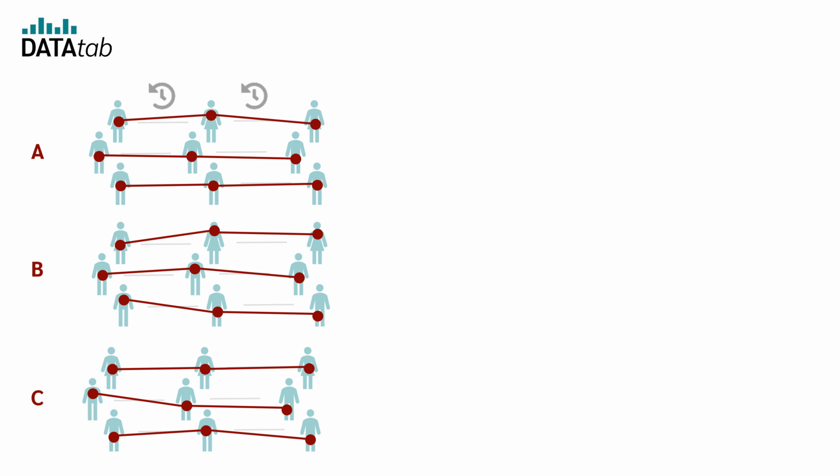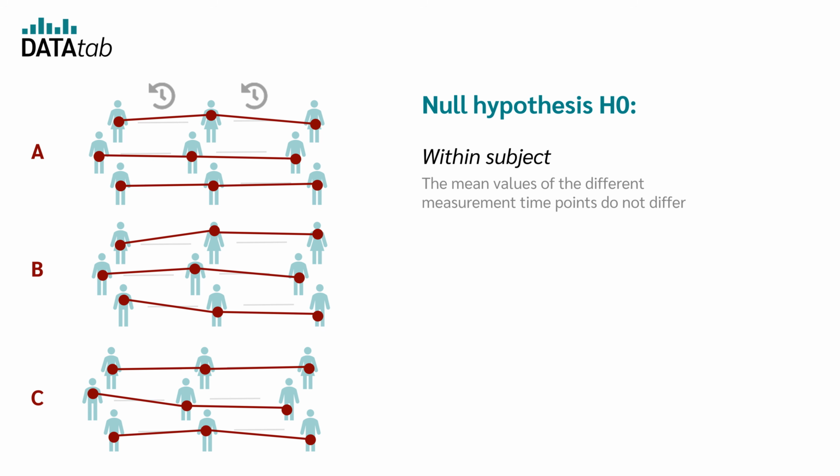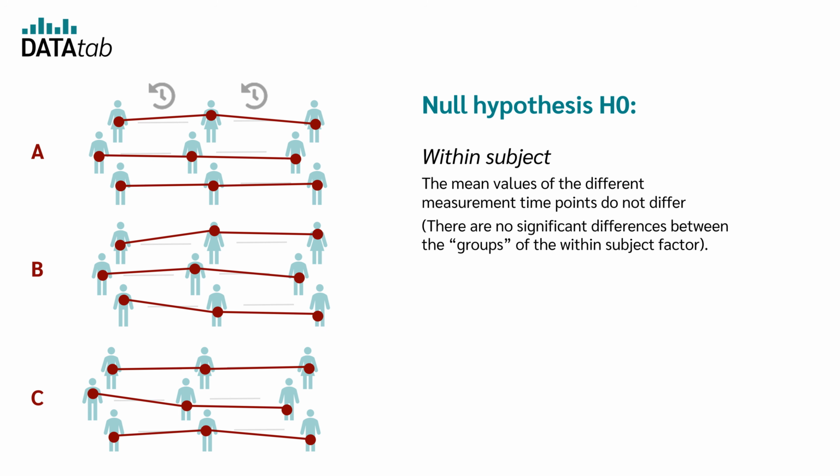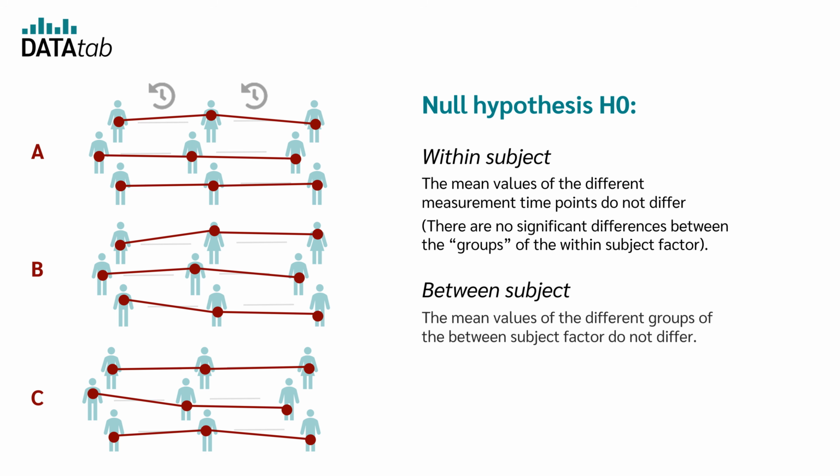This gives us a good transition to the hypotheses. The first null hypothesis is the mean values of the different measurement times do not differ. There are no significant differences between the groups of the within subject factor. Then, of course, there is the second. The means of the different groups of the between subject factor do not differ. And the third null hypothesis reflects the interaction effect. One factor has no effect on the effect of the other factor.